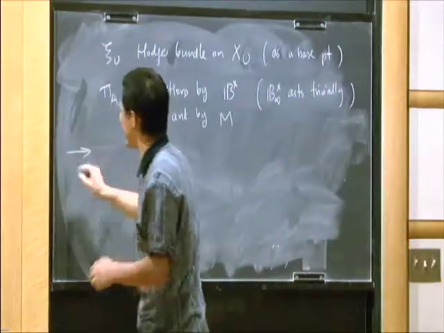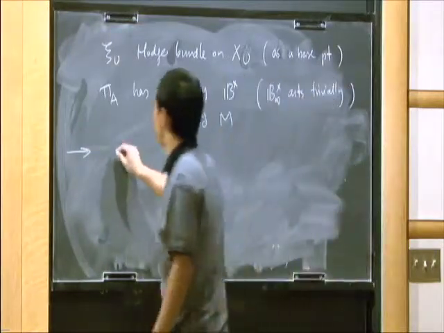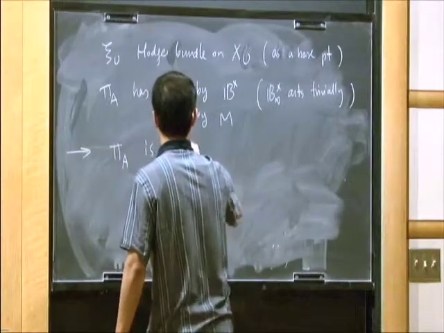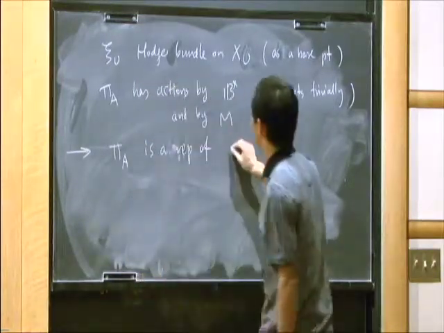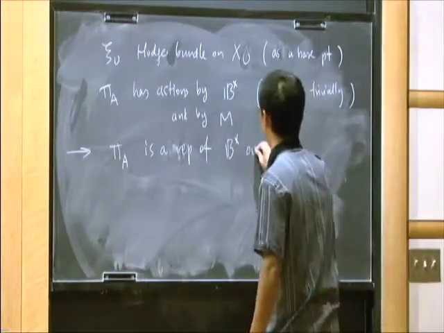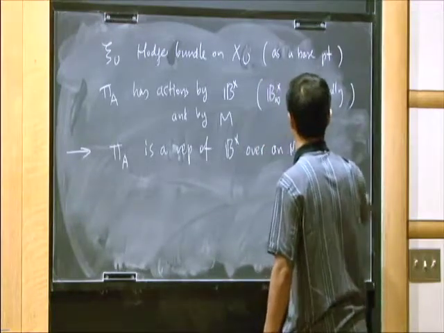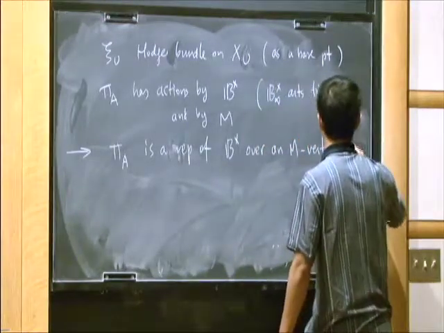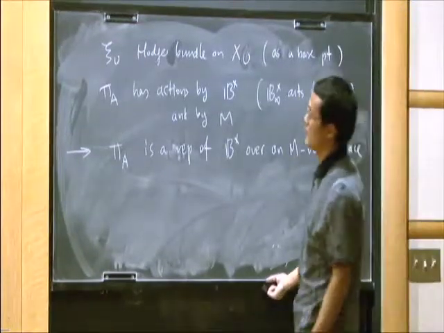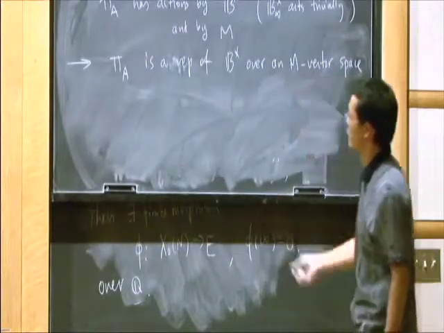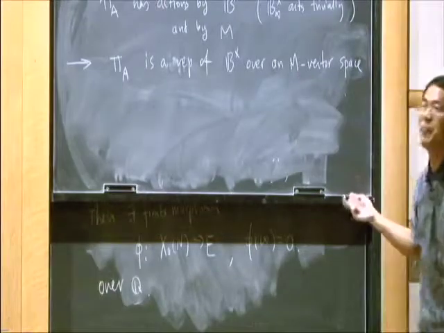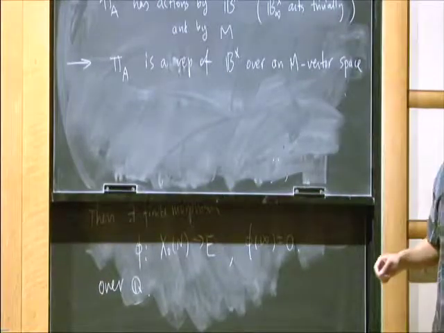So we change the viewpoint a little bit. We get this pi A is a representation of B cross over an M vector space. So this is what we mean by automorphic representations over number fields. So the coefficient now is M. M is not C. It's a number field.